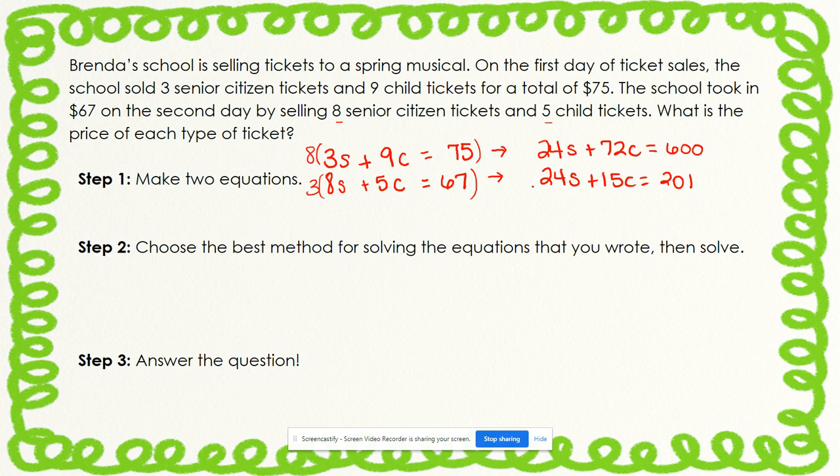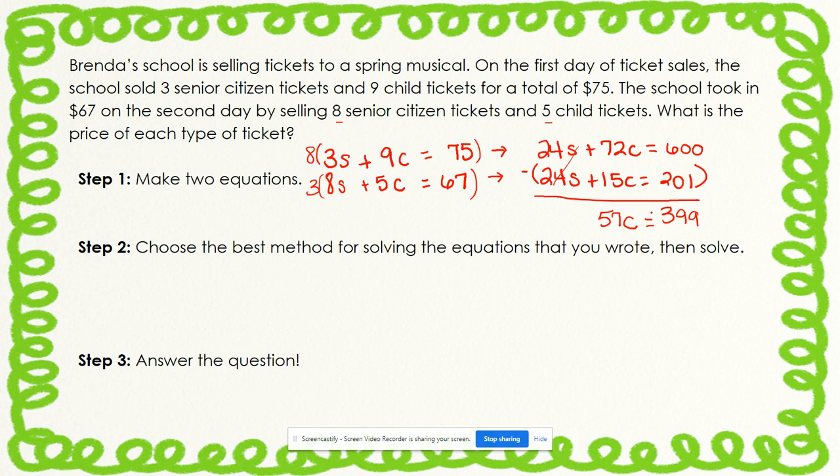Now if I look at my equations, they're still equivalent, but I have made it so that I can use the elimination method here. Because my S values have the same coefficient, I can subtract my second equation from my first equation and then solve. So if I subtract these equations, 24s minus 24s is going to cancel out. 72c minus 15c is going to give me 57c. And 600 minus 201 is going to give me 399.